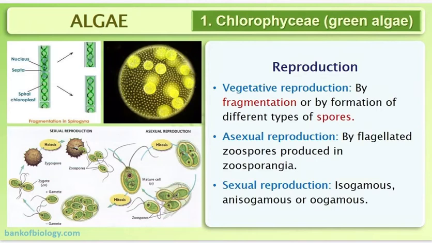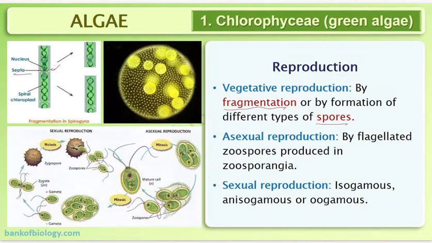It's going to become, in future, these are going to evolve into plants. That is the indication. And how do they reproduce? Vegetative reproduction, asexual reproduction, sexual reproduction. Okay? And vegetative reproduction by fragmentation. And it forms different types of spores.